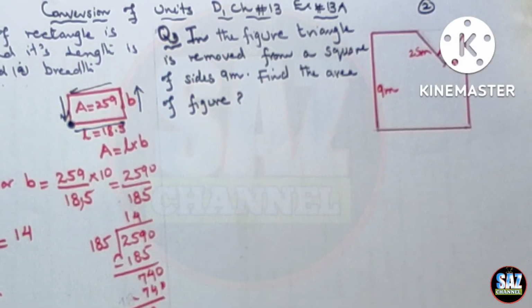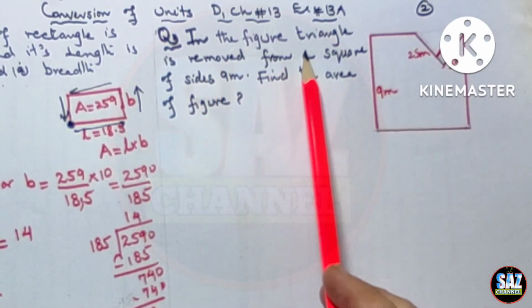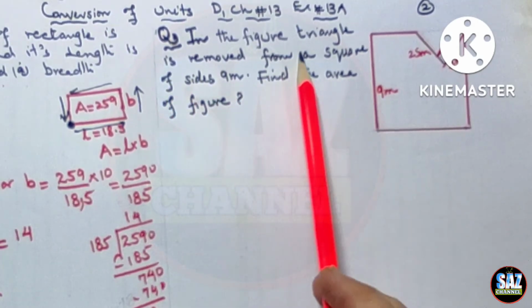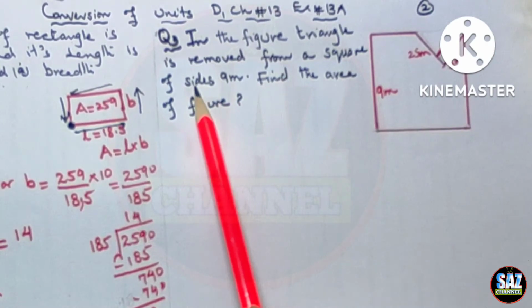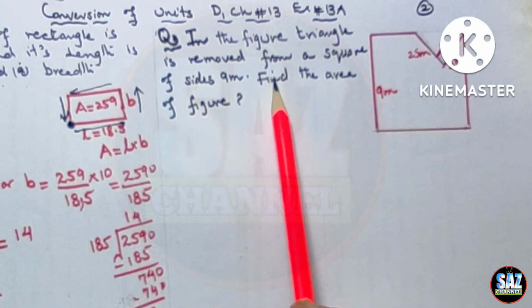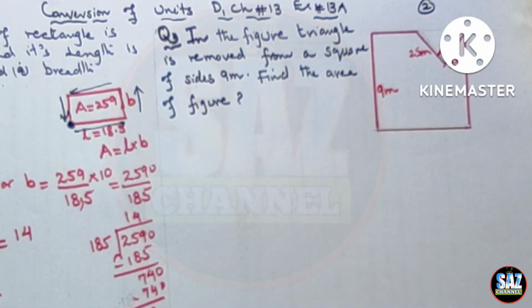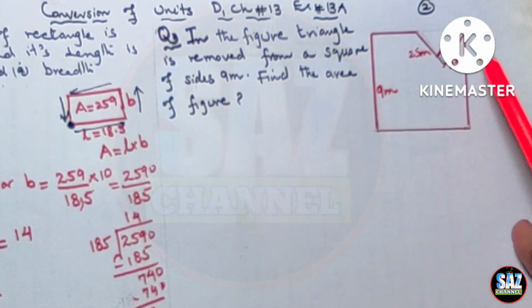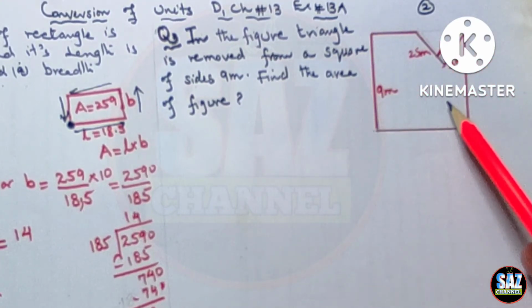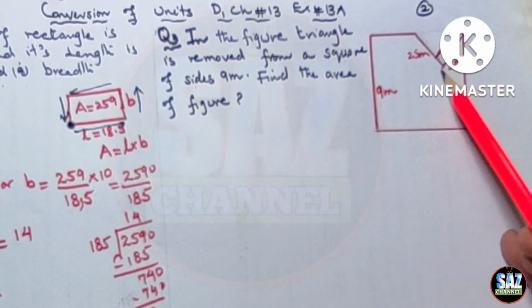Let me first read the question and then we'll understand the question together. Question says, in the figure, a triangle is removed from the square of side 9 meters. Find the area of the figure. Try to understand that we basically have a shape that is a square. From that square we are removing what? We are removing a right triangle.